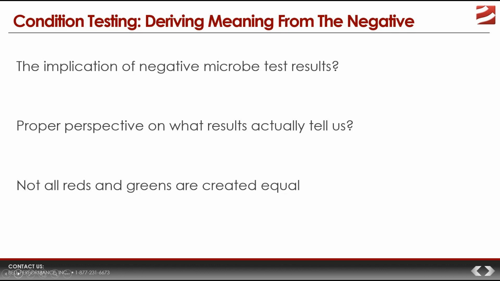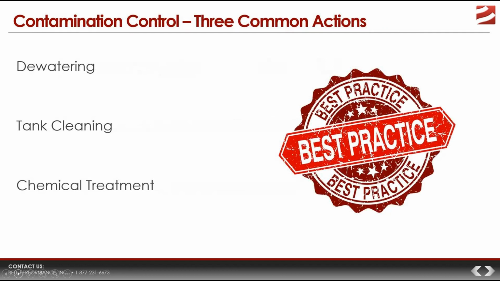Now, our goal has been to detect and measure if we have microbial content. Then based on the results, we can transition from monitoring and testing to contamination control, which is controlling and getting rid of the problem that we think we have. Now, the three most common microbial contamination control actions are dewatering and tank cleaning and chemical treatment.